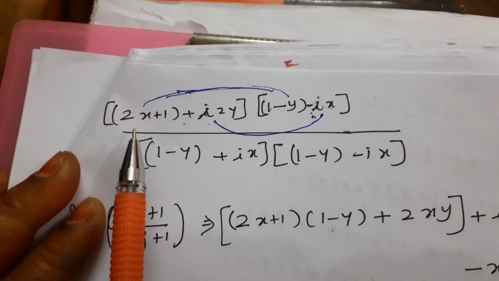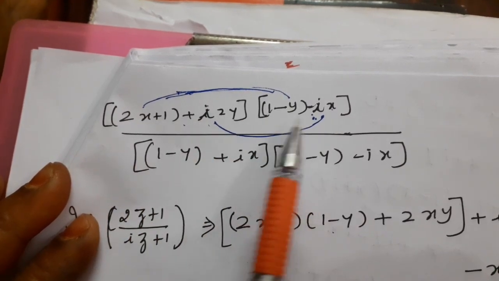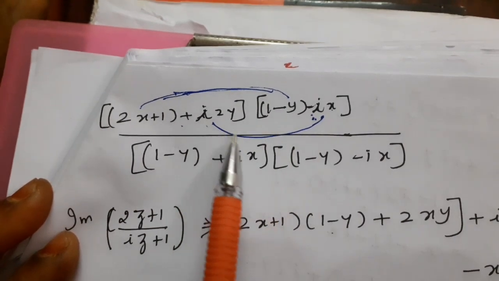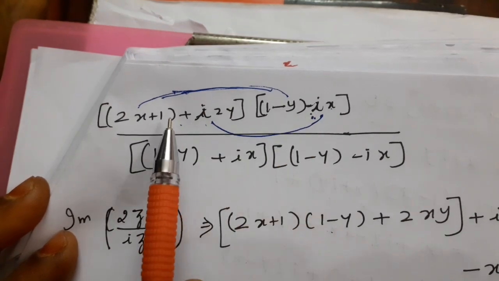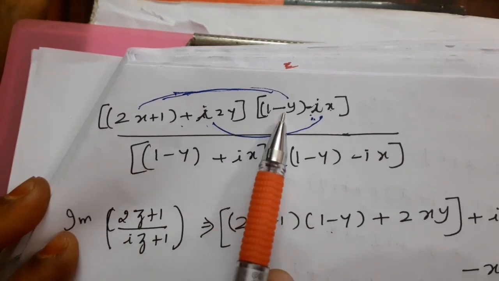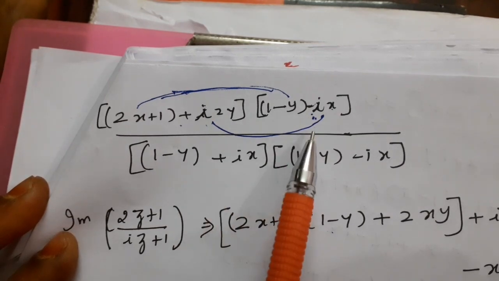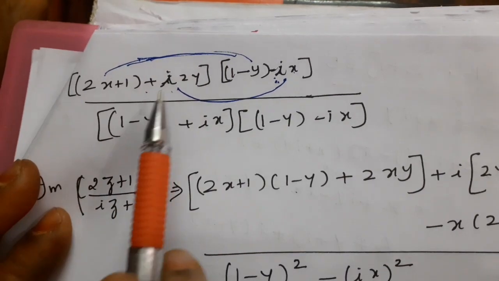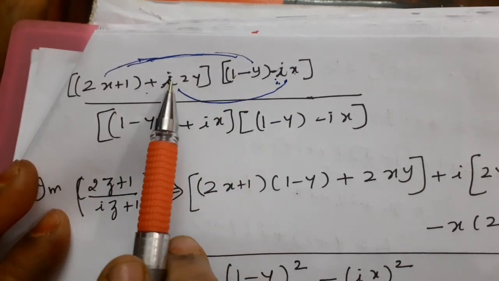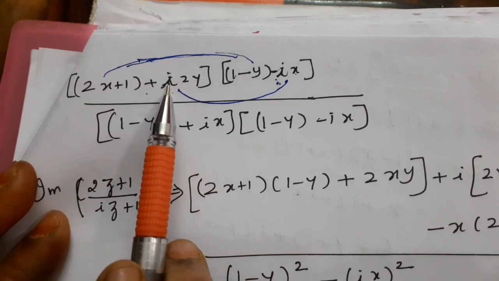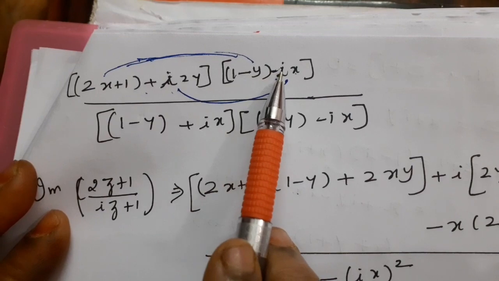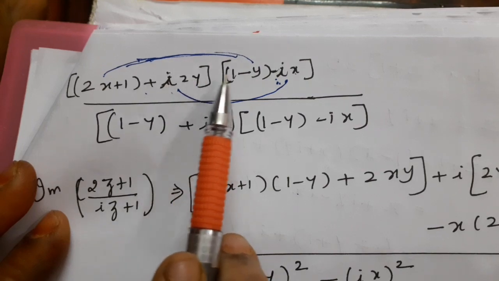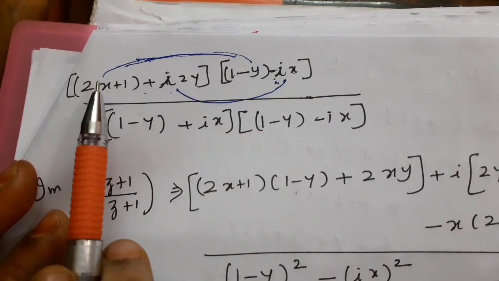Only we need the imaginary part. So 2x plus 1 is multiplied with what? 2x plus 1 multiplied with ix, and i into 2y multiplied with 1 minus y. Multiplying (2x plus 1) by (1 minus y) gives the real part, and i into 2y with ix also gives the real part. So we need only the imaginary part: i into 2y into (1 minus y). Similarly, minus ix into (2x plus 1).